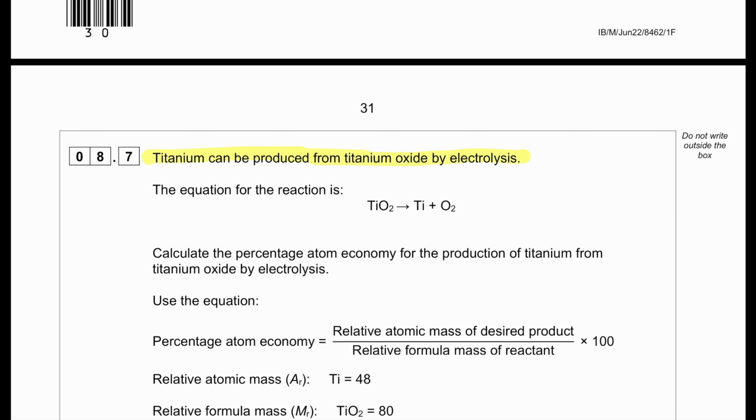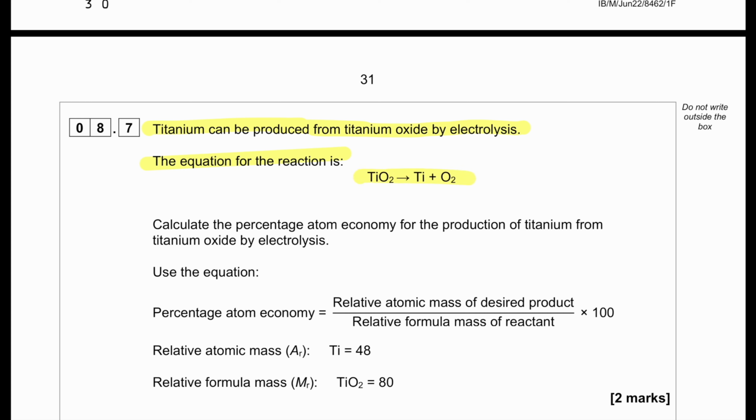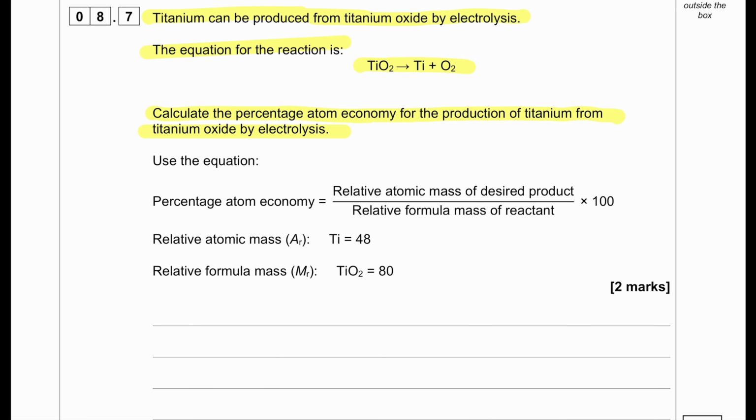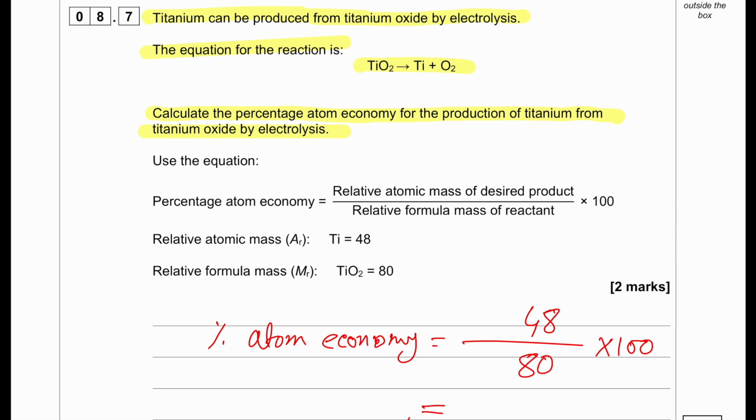Titanium can be produced from titanium oxide by electrolysis. The equation is shown here. Calculate the percentage atom economy for the production of titanium from titanium oxide by electrolysis. Okay, so percentage atom economy, according to the formula, is the mass of desired product, which is our titanium, 48, divided by the mass of all of the reactants, which is TiO2, and mass is 80, multiplied by 100. So this gives us an atom economy of 60%.